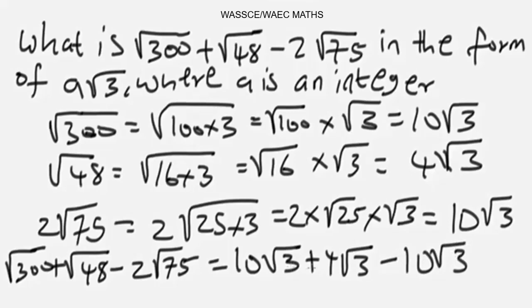Now when you reach this point, you sum them, leaving the root 3. 10 plus 4 gives us 14. 14 minus 10 will give us 4. So our final answer will be 4 root 3. That will be our final answer to this question, where our a here is 4. So this is basically how you can solve this kind of problem.